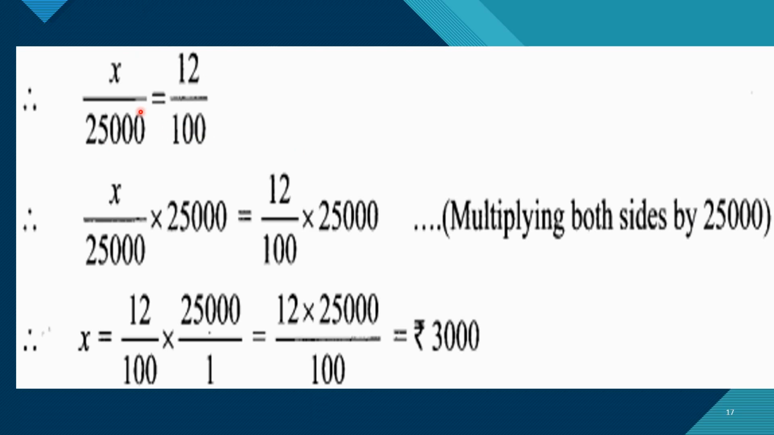So first we will multiply both the sides by 25,000. So x upon 25,000 multiplied by 25,000 is equal to 12 upon 100 multiplied by 25,000. Here you can see that there's 25,000 and this 25,000 we will cancel. So x is equal to 12 upon 100 multiplied by 25,000 upon 1. So that is 12 multiplied by 25,000 upon 100. When you do this calculation, you will get rupees 3,000.